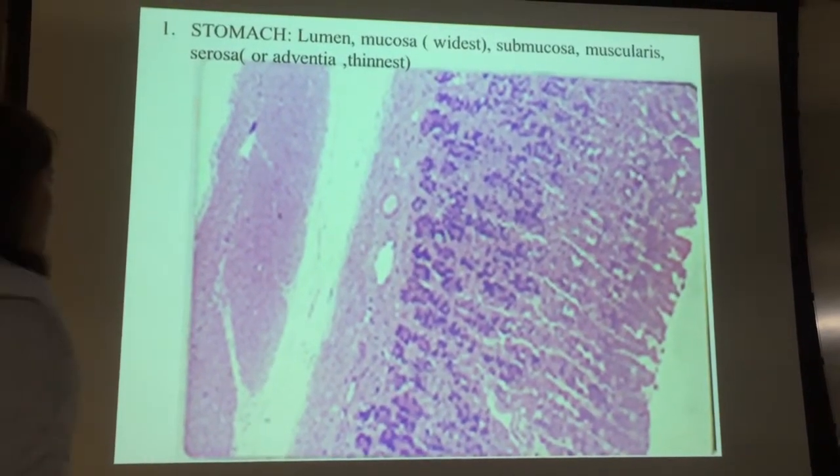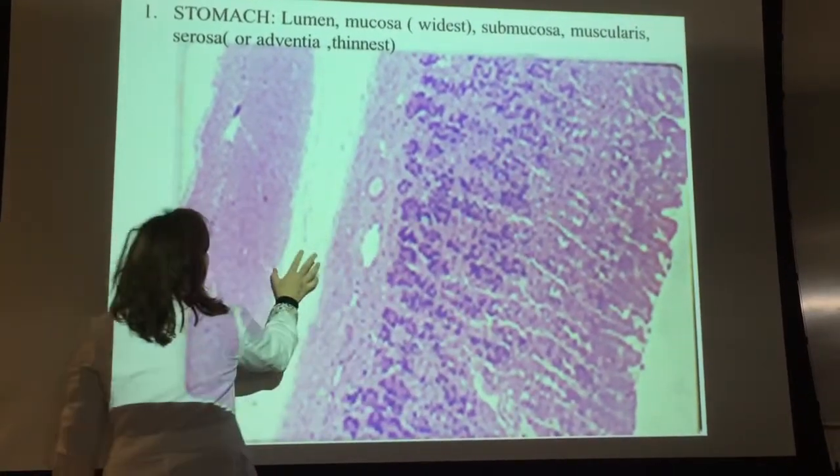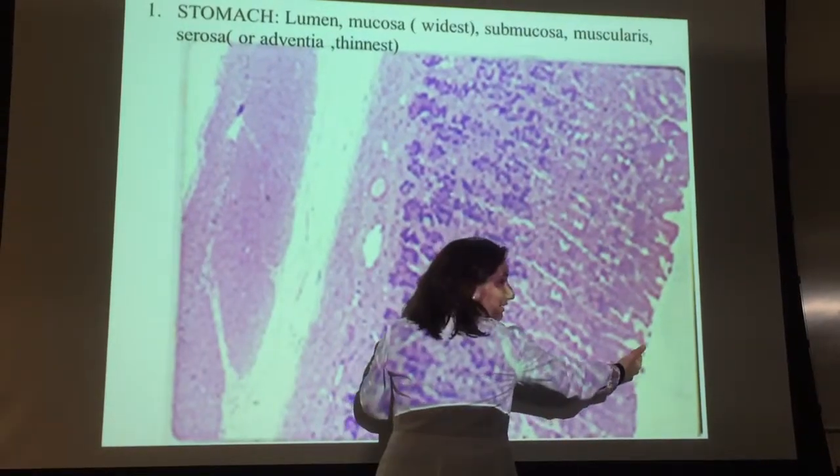Doesn't really look right to me. I mean, that's what the answer key has, but I would think this is the mucosa, this is the submucosa, this is the muscularis, and this is the serosa, but I will make sure you know mucosa, right? That's what I want you to know.